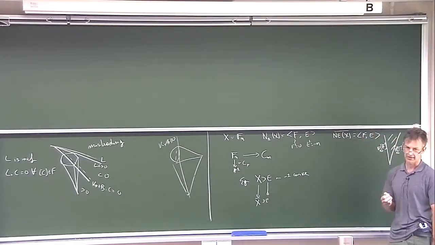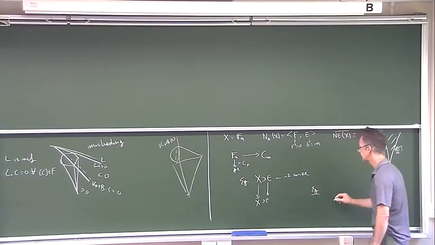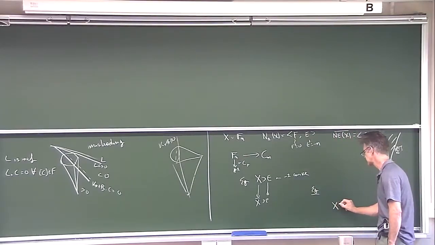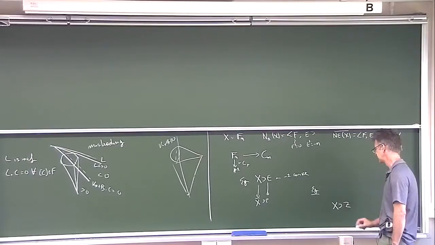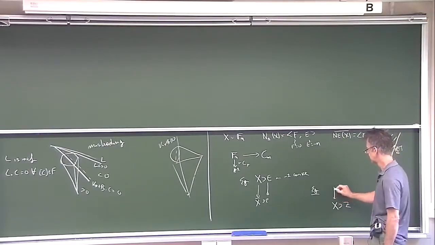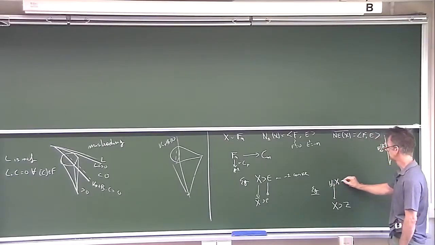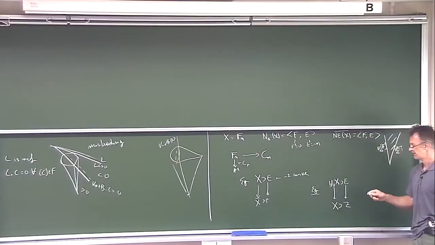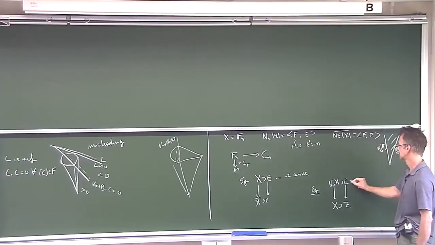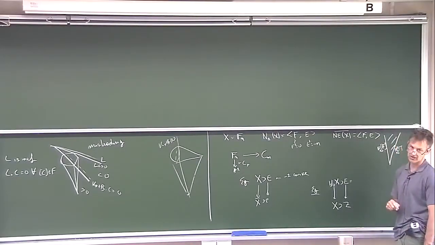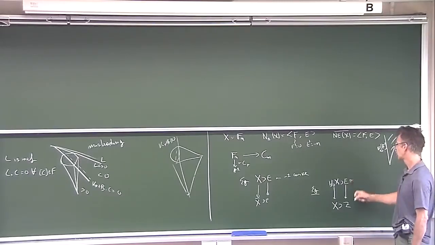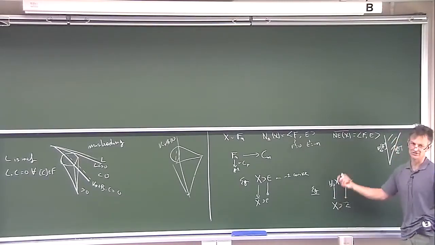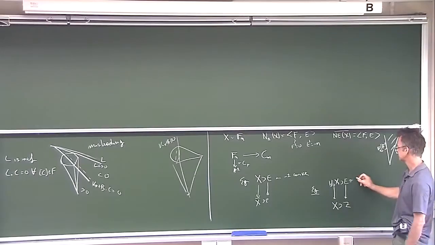More generally, whenever you have a variety X with a smooth subvariety Z, and you blow up X along Z, then you get a divisorial contraction, a divisor getting contracted to a subvariety of codimension greater or equal to 2. If Z has codimension 1, this operation does nothing. So let's assume that Z has codimension greater or equal to 2.